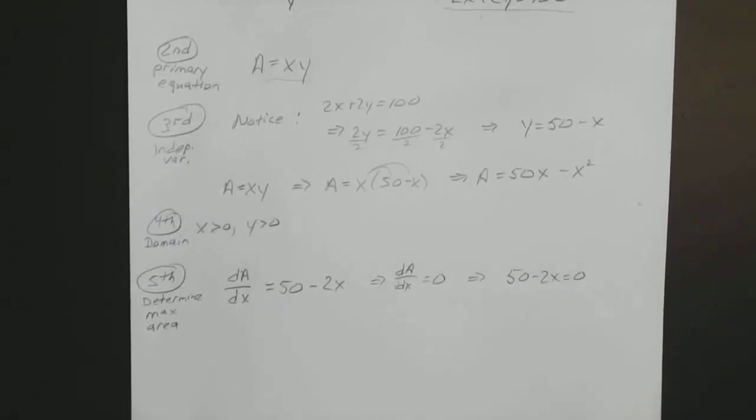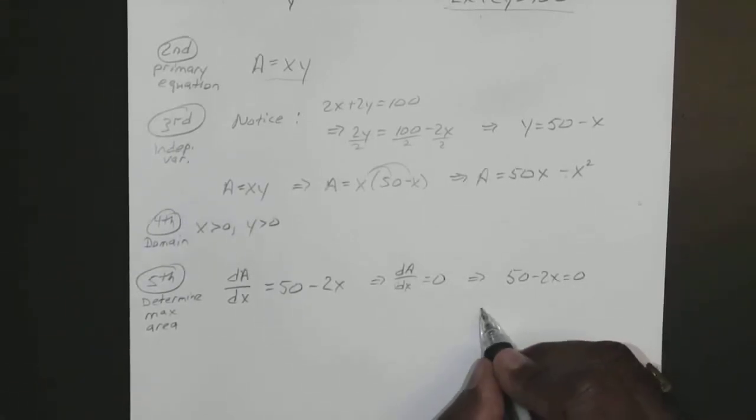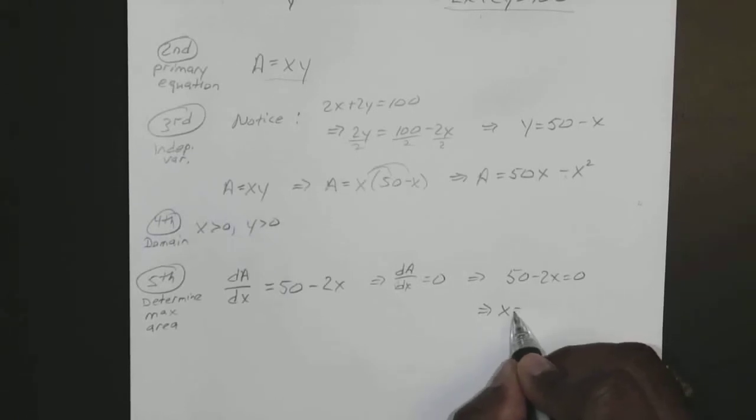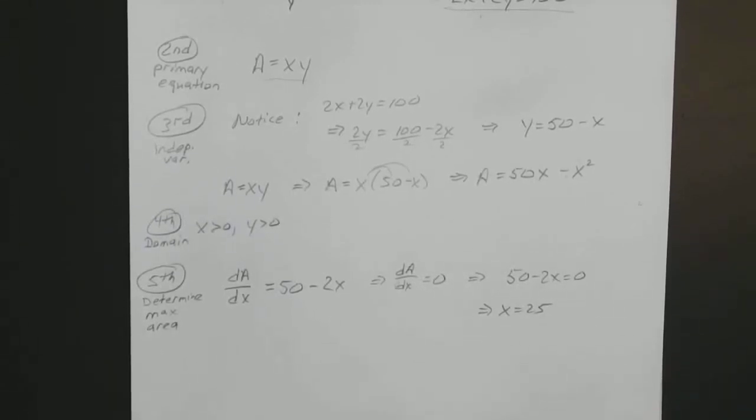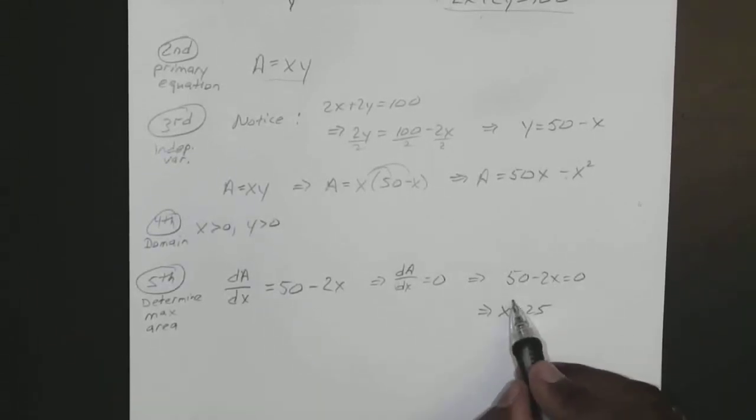Why are we setting it equal to 0? Oh, because that's our critical point. That's where our slope is equal to 0. So it's going to be either our minimum or maximum, but we know it's our maximum because that's what they're asking for. All right, so if we add 2x to both sides and divide by 2, we end up with x equals 25, which is our critical point.